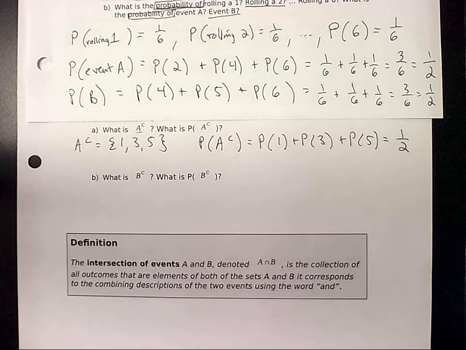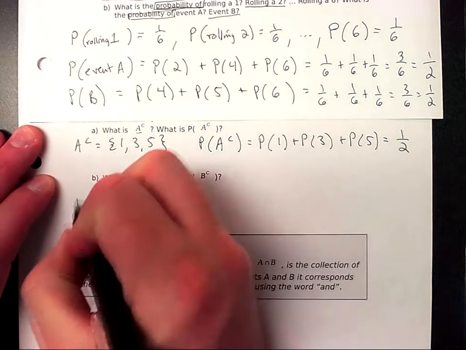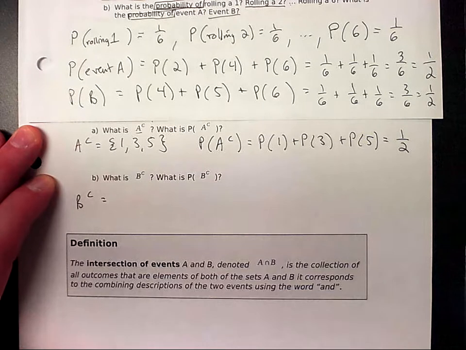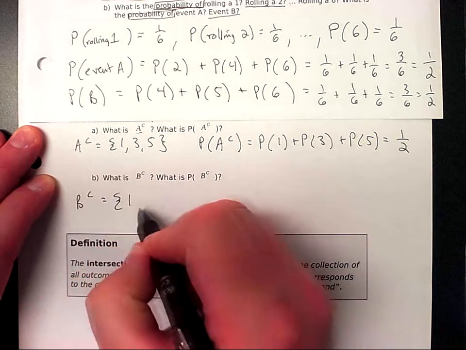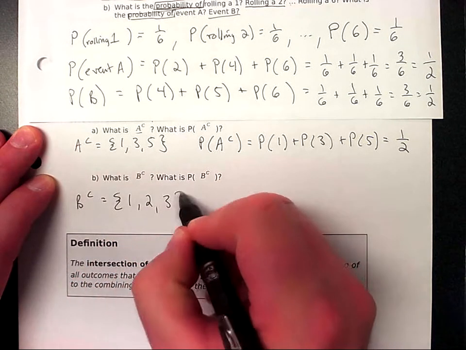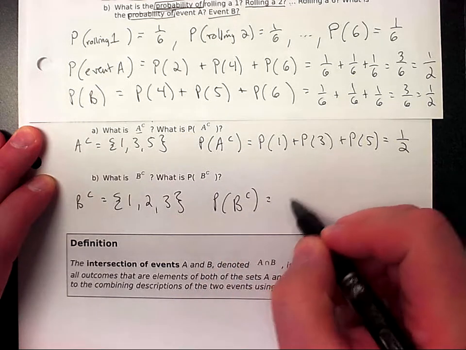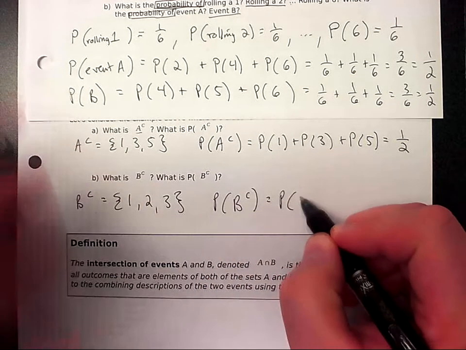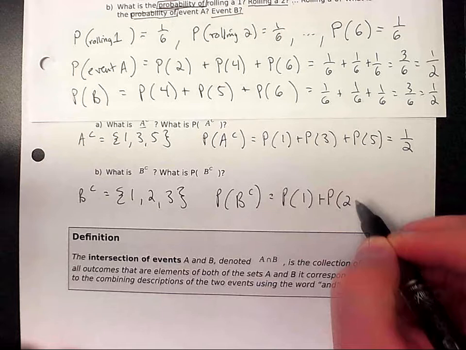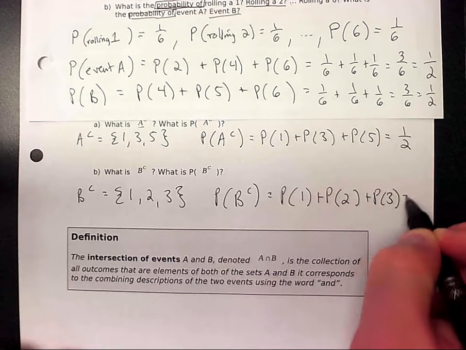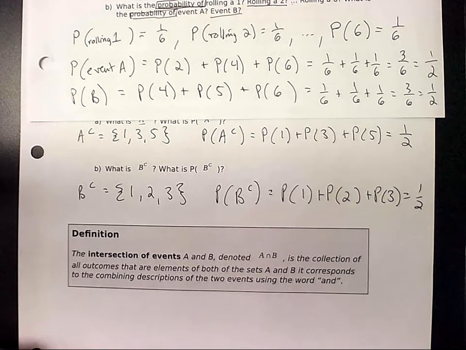Anybody need a little extra time? All right, what is B complement? 1, 2, and 3. And what is the probability of B complement? 1/2, right? Everybody's good that it's the probability of 1 plus the probability of 2 plus the probability of 3, which is equal to 1/2, right?